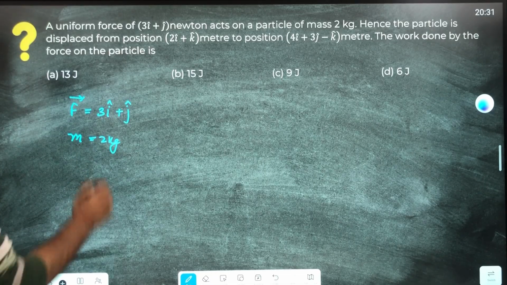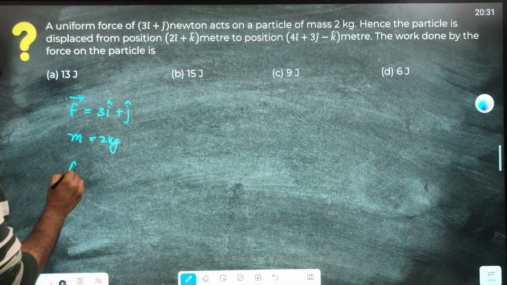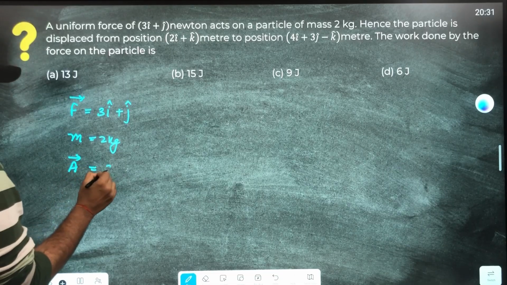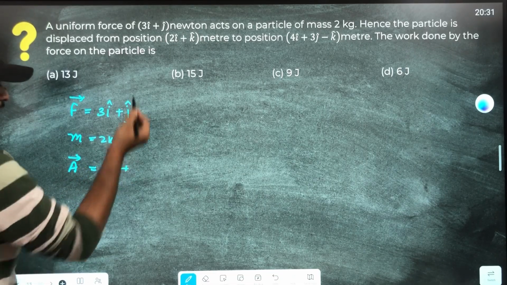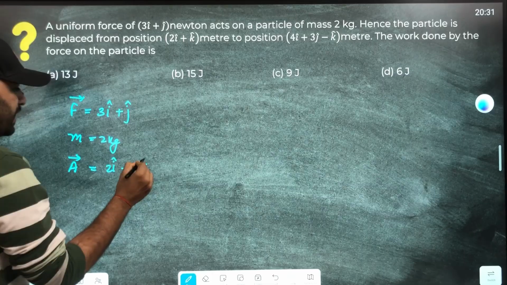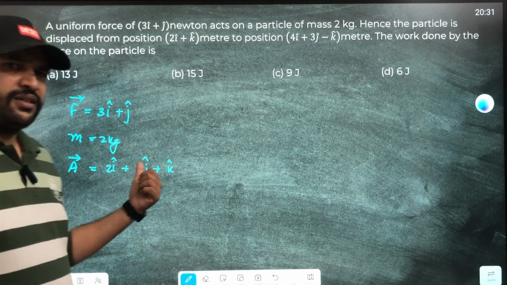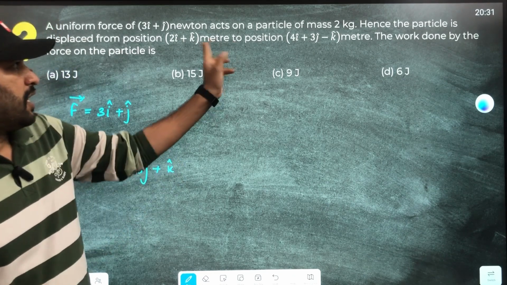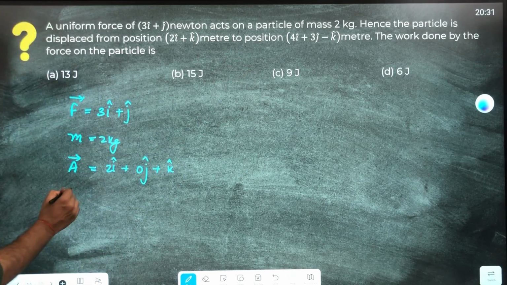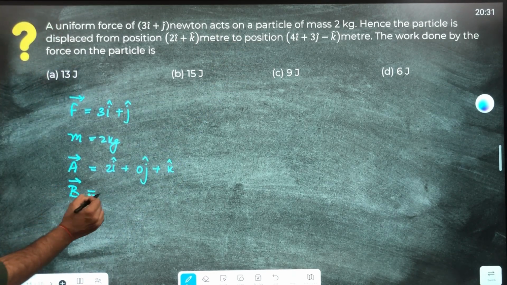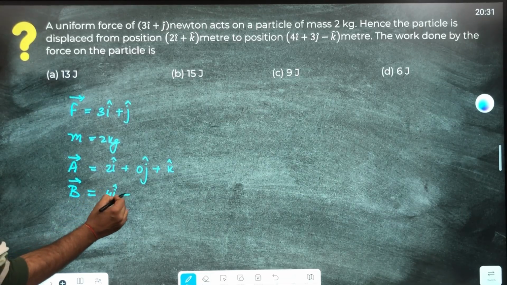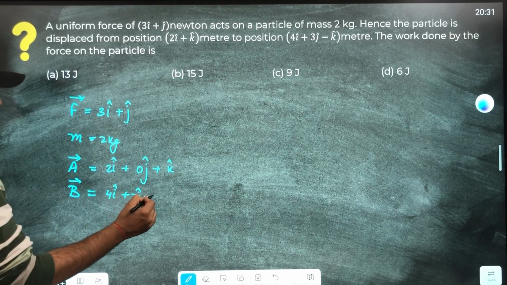Hence the particle is displaced from the position. So initial position A is 2i plus k. Be very careful. I don't have j. So just to keep it easy, I am making it 0j plus k. Correct? Okay, so can we write 0? Yeah, doesn't make any difference. To position B. What's our position B? Our position B is equal to 4i plus 3j minus k cap, right?